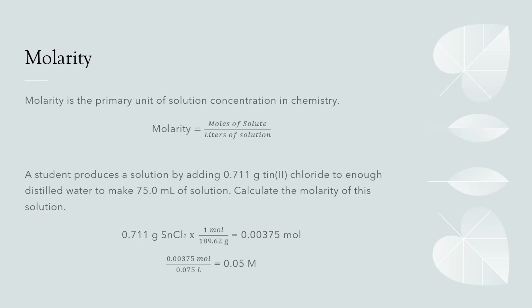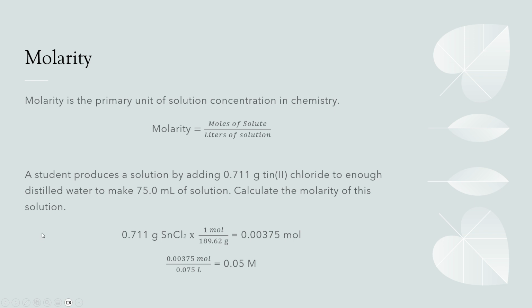Next is molarity. Molarity is the primary unit of solution concentration in chemistry. And here is the formula to find molarity, which is moles of solute over liters of solution. So let's do this practice problem with the formula.